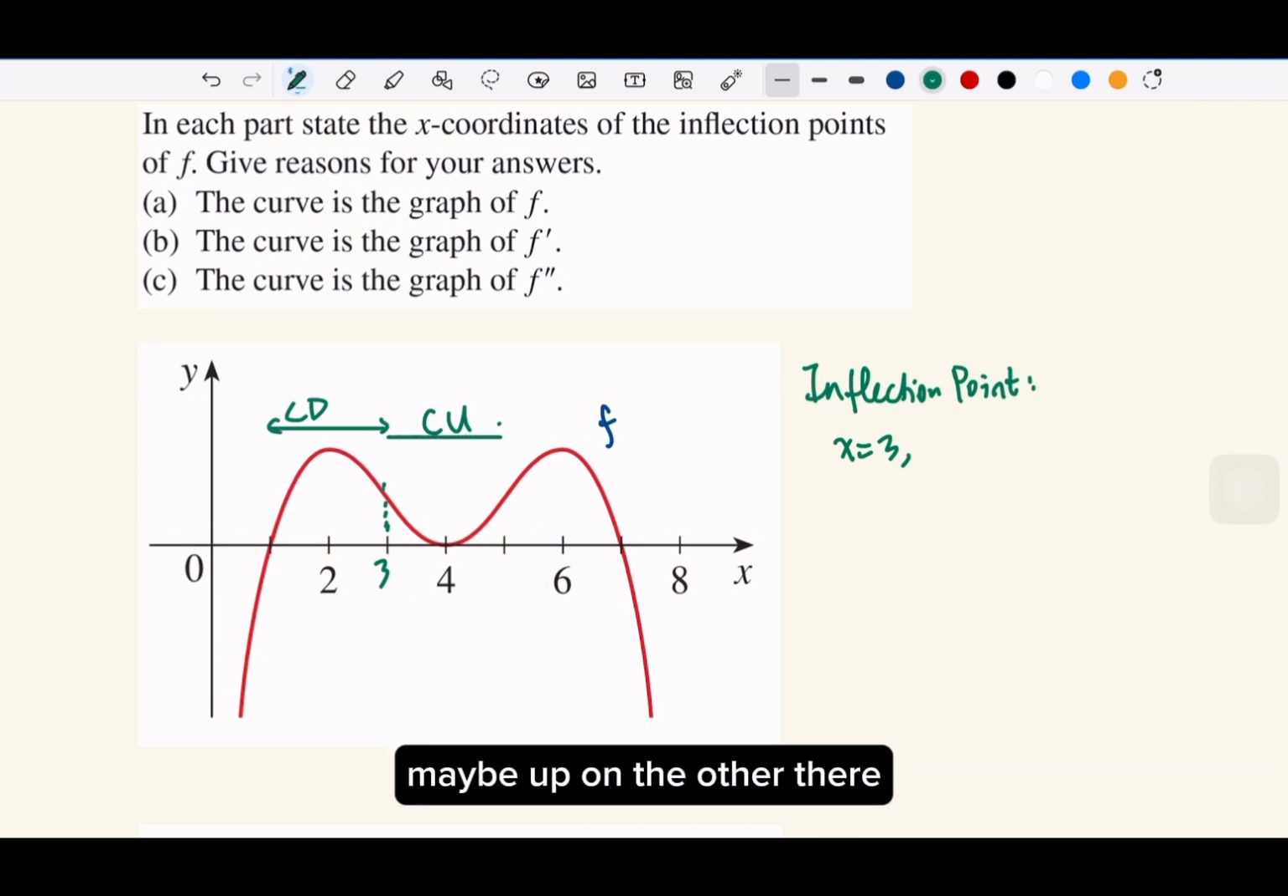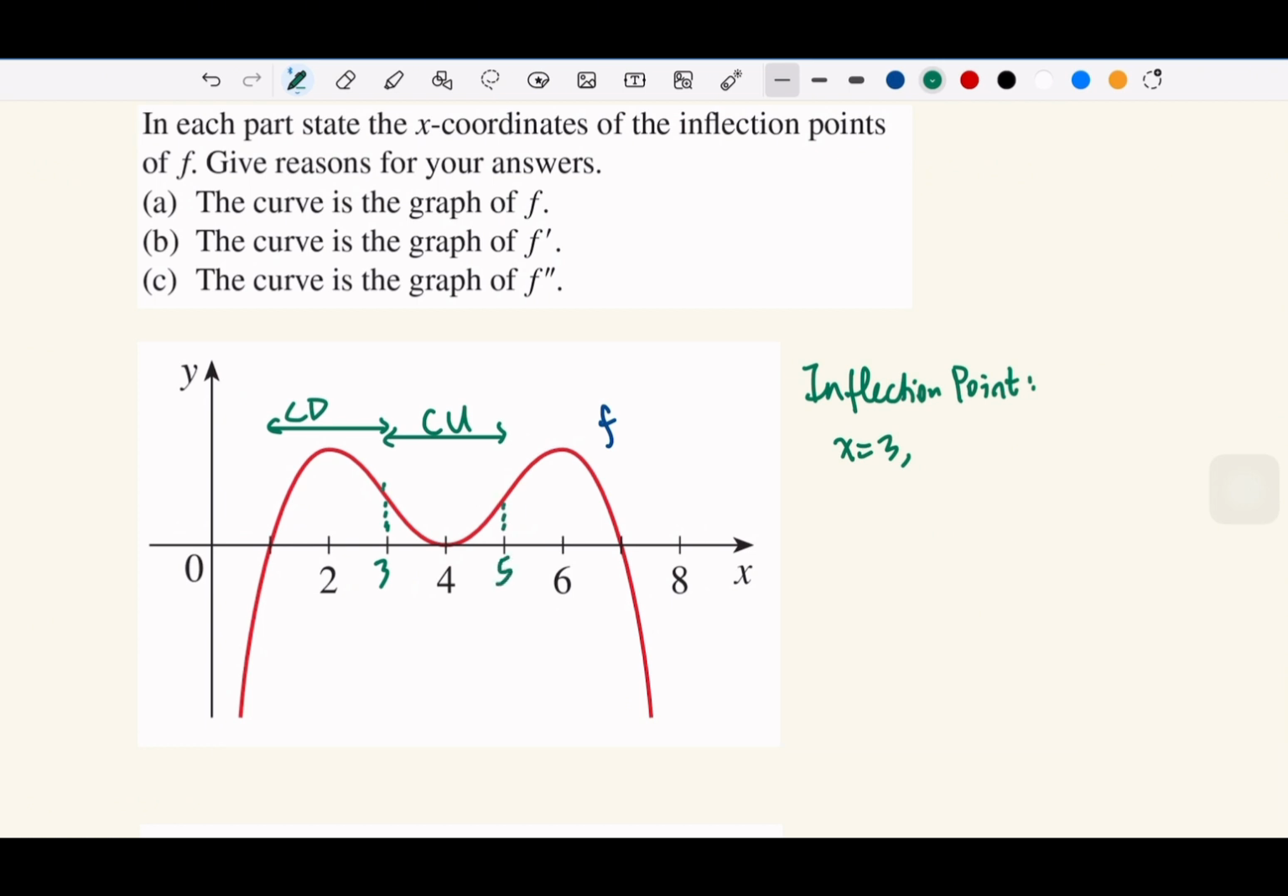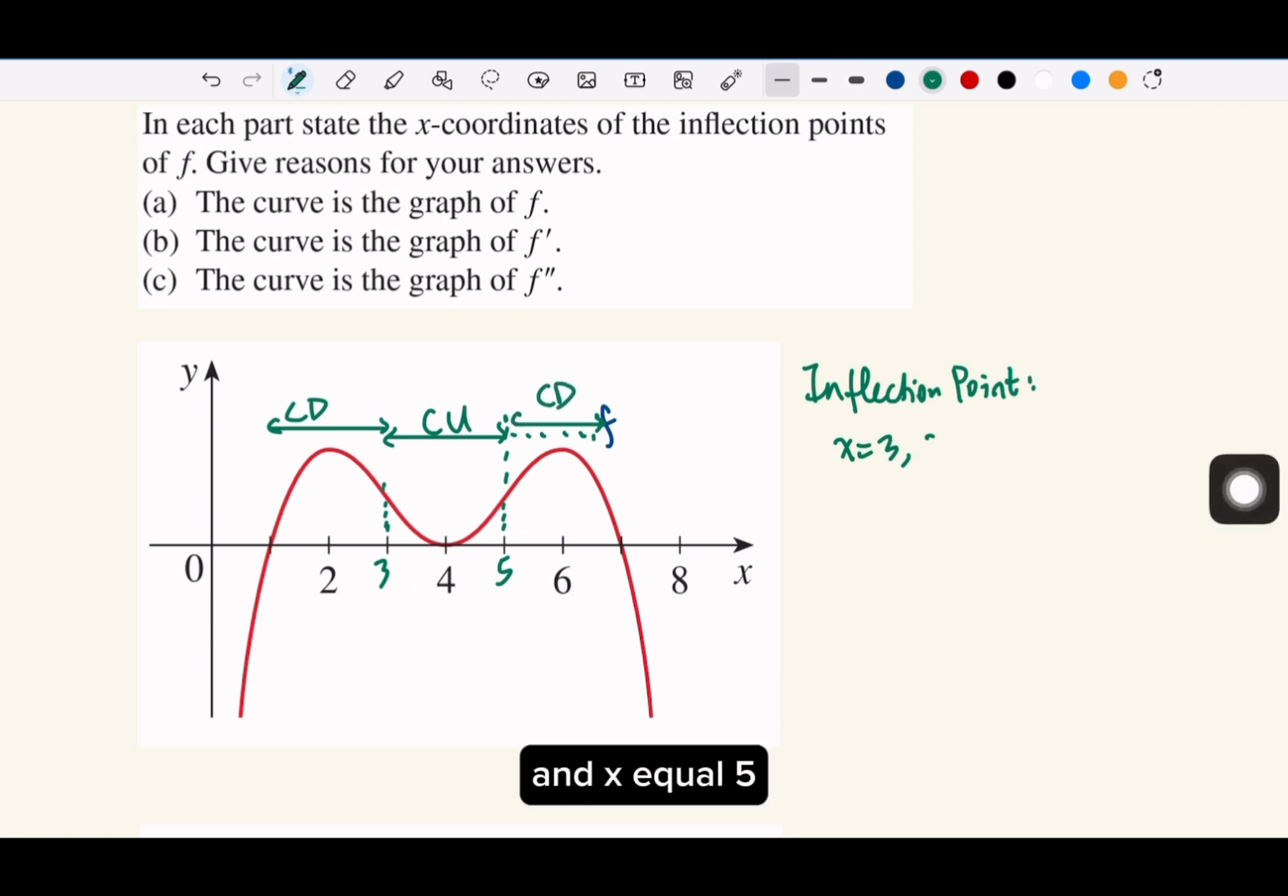Maybe up until there, and then let's say 5. Okay, and then it's supposed to be 5. Okay, and we have here x equal 5. Okay, get it? Okay, right? For this one, okay. Just play with our hands.